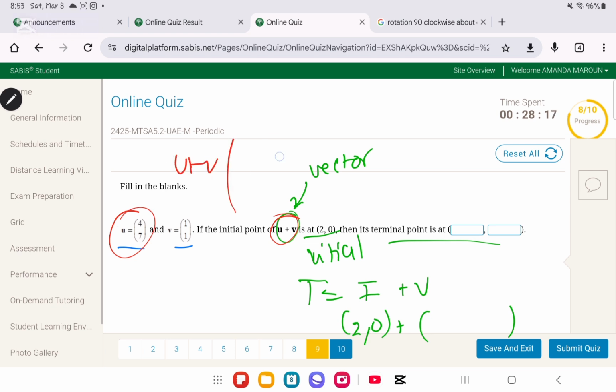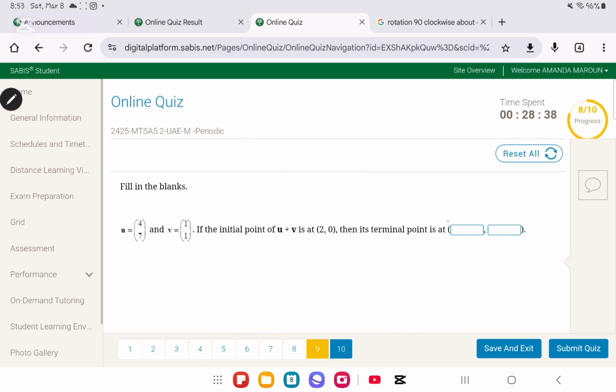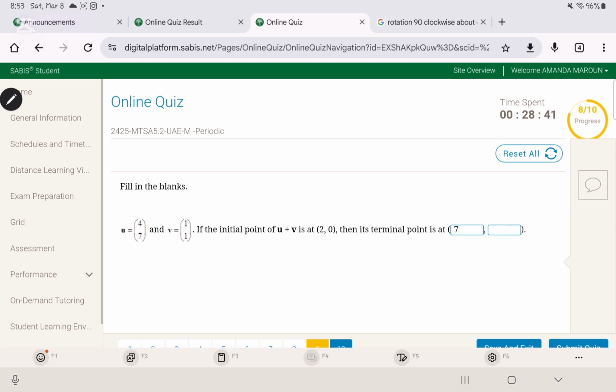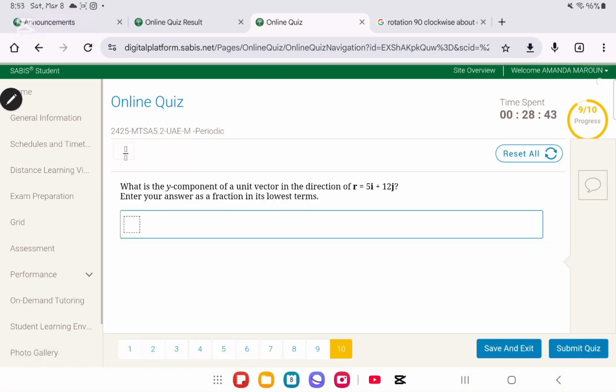So to get u plus v, it's going to be 4 plus 1, which is 5, and 7 plus 1, which is 8. So you're going to add them. It's going to be (5, 8). So that means it's the initial point (2, 0) plus the vector (5, 8). So you will get the terminal point, which is going to be (7, 8). So very simply, our terminal point is (7, 8). We move on to question number 10.